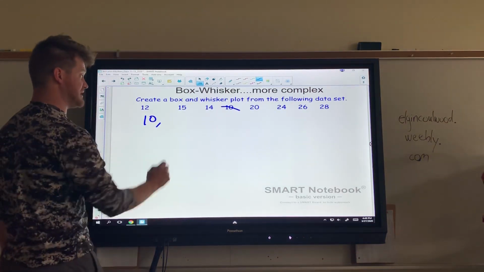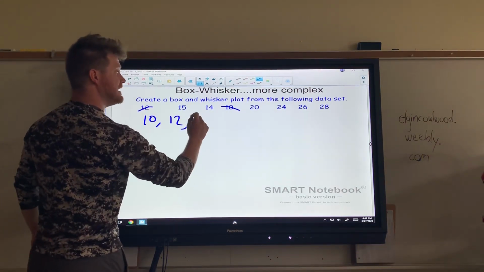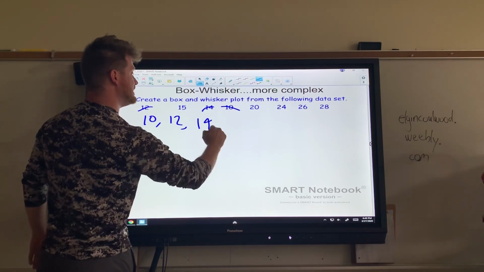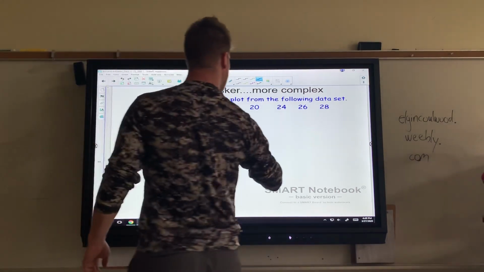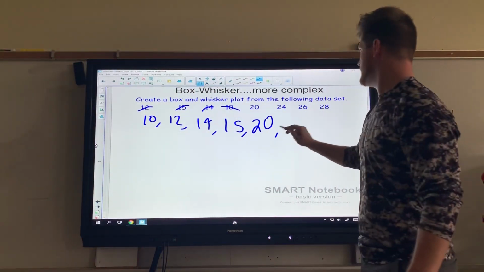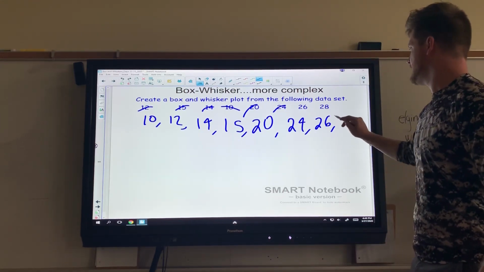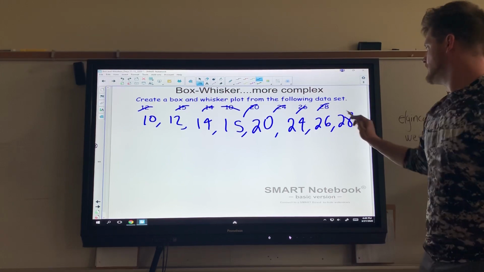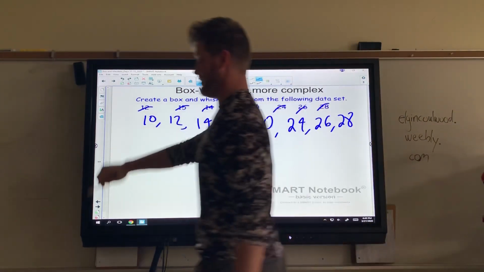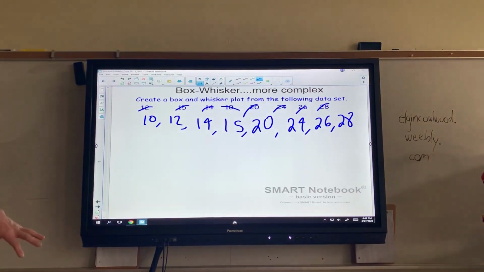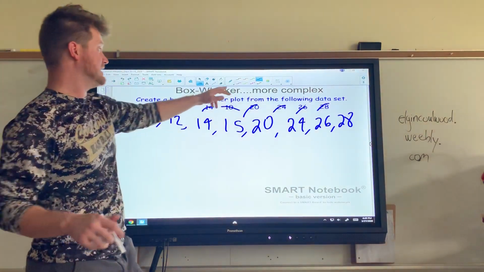And as I cross them out as I go, then 12, and then 14, 15, 20, 24, 26, 28. 1, 2, 3, 4, 5, 6, 7, 8. Make sure that you write down all of them. If you don't have all 8 written down, there's literally no way you can get these problems correct.